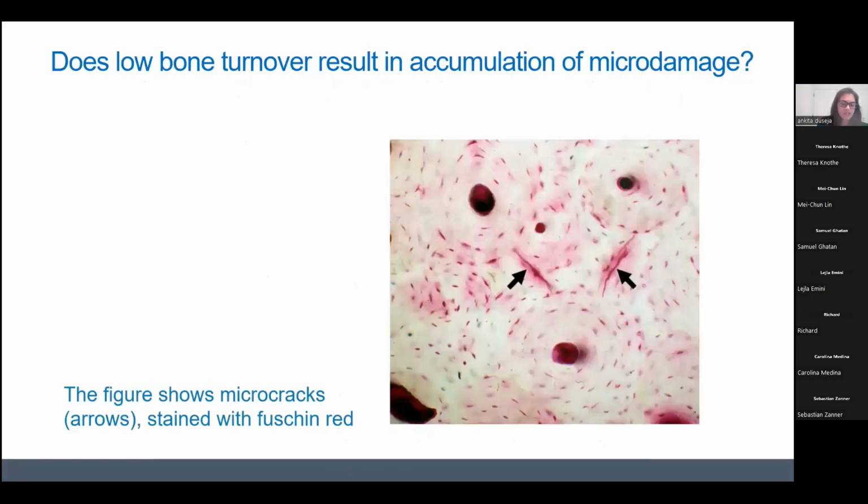Another point I'd like to touch upon here is that one of the functions of remodeling is to remove microcracks and microdamage in the bone. And here in this image with fuchsin red staining of the cortical bone, you can see two cracks, and the idea is that these microcracks can propagate and cause a stress fracture.